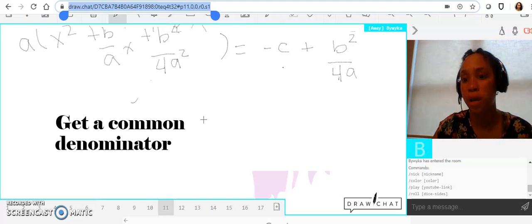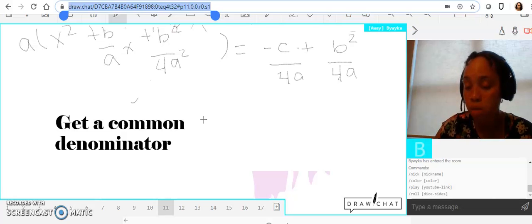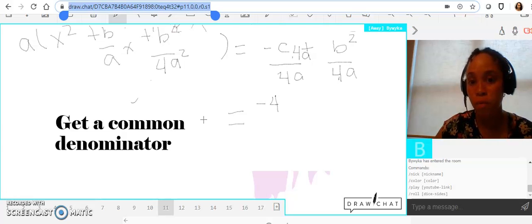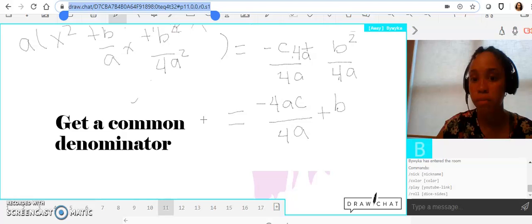Well, I want this to have 4a also, so I'm going to put 4a here. Remember, whatever I do to the bottom, I have to also do to the top. So it's like multiplying by a form of 1, right? So I have 4a over 4a, which is 1, times negative c. So I just changed the form. So without writing this over, I'm going to rewrite it. It's going to be negative 4ac. Remember, in algebra, we usually write our variables in alphabetical order. All over 4a plus b squared all over 4a.